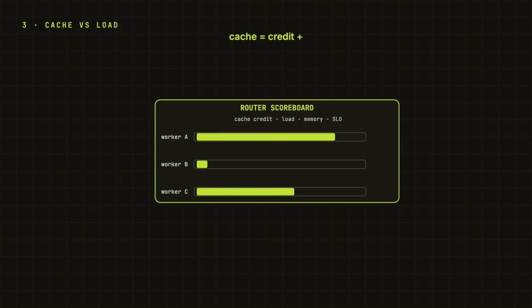How much useful cache does this worker already have? That's a credit. That's good. Minus how much loaded it already is. Minus how full its memory is. Minus how much this would hurt its latency target. Every worker gets a score, and the router takes the best total.